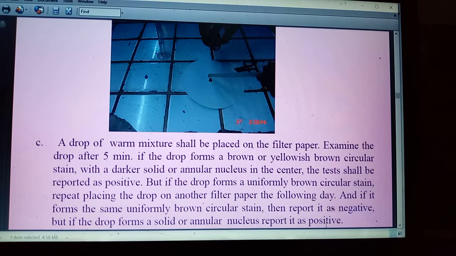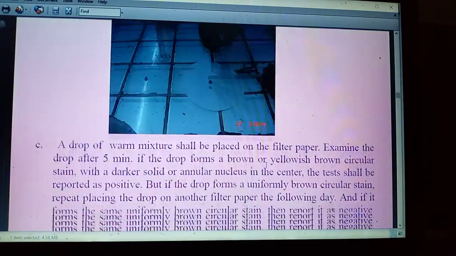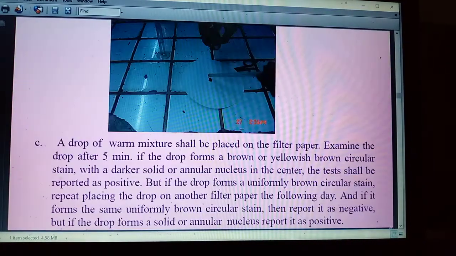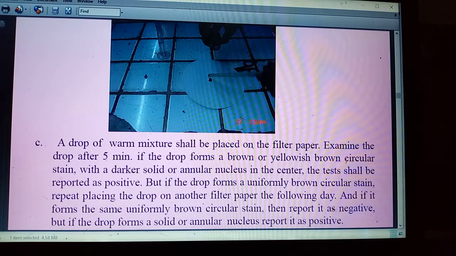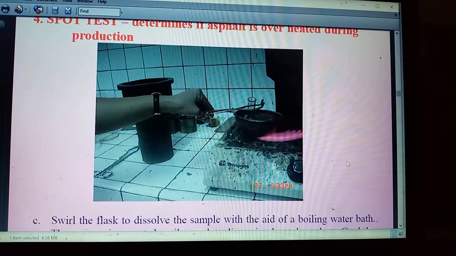Kung sa unang test is nag-yellow ka agad, positive siya. Pero, pag unang test brown siya, then sa ikalawang proseso, inirepeat mo, then yung nangyari is, nag-yellowish siya sa ikalawang trial, so positive pa rin, okay? So, okay, i-repeat natin yung spot test para hindi tayo malito.